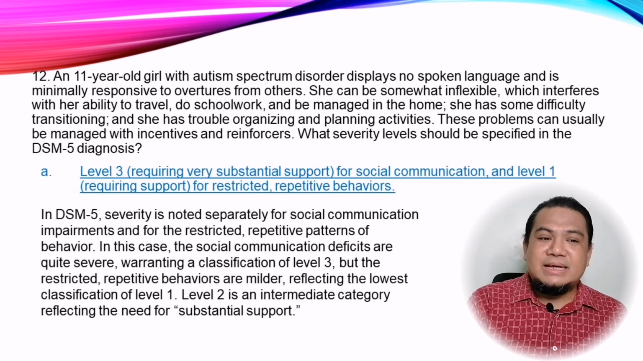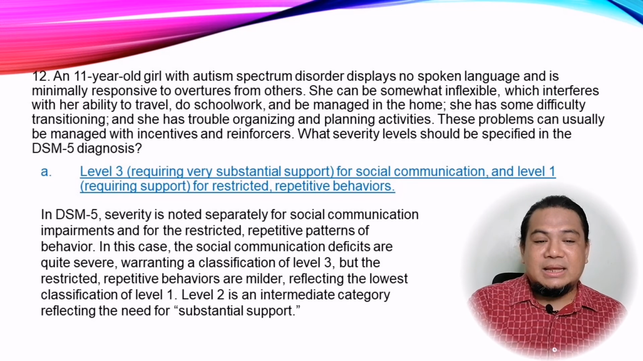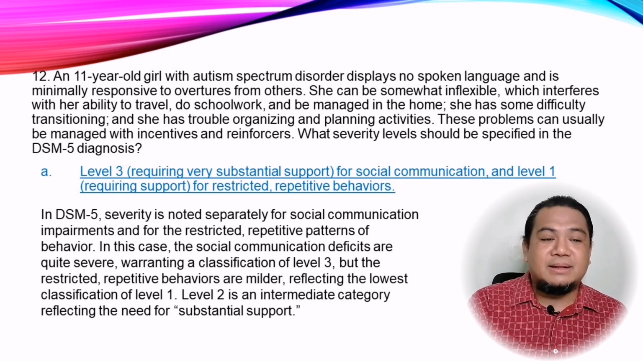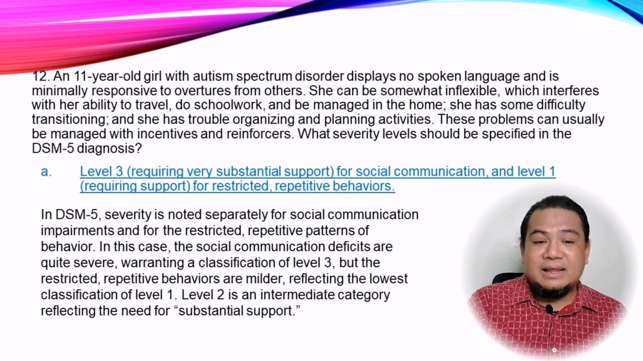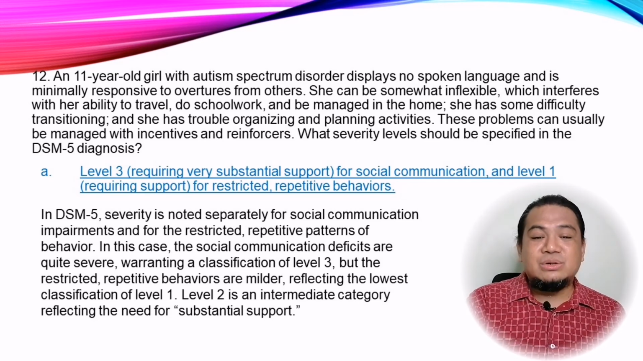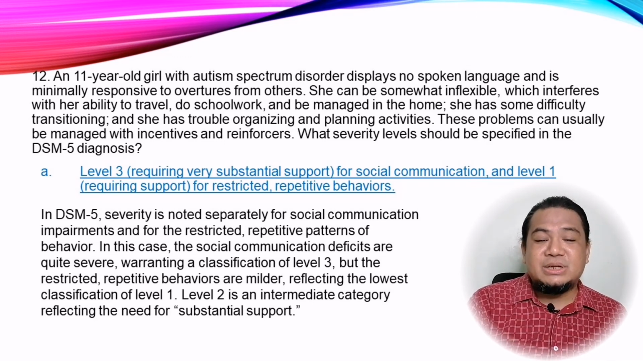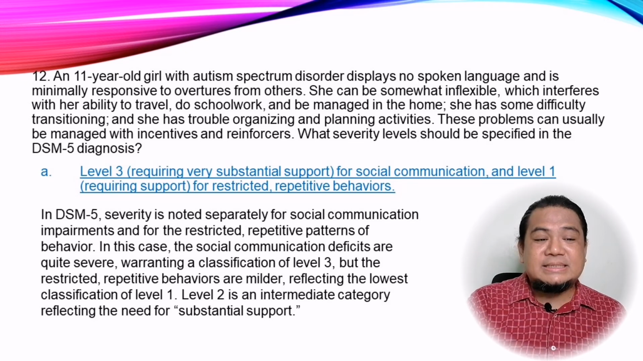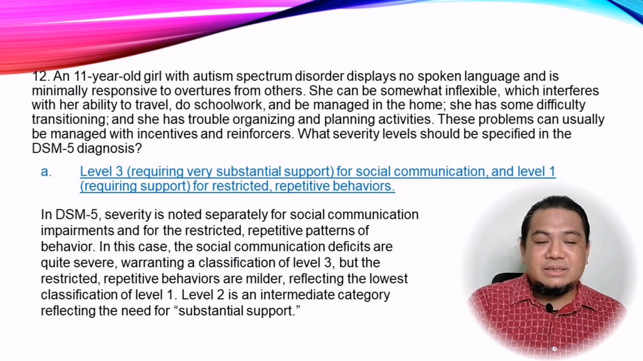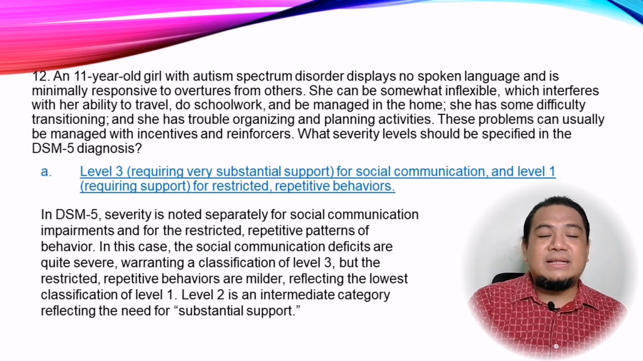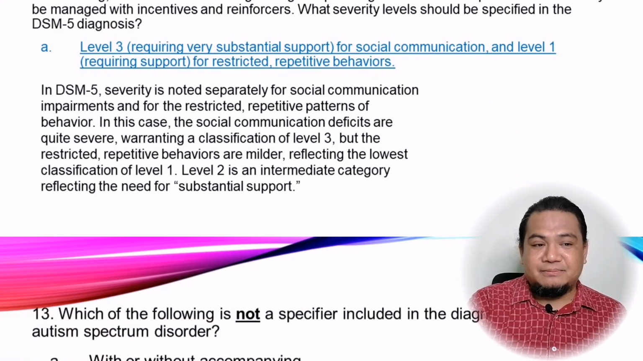In DSM-5, severity is noted separately for social communication impairment and for the restricted, repetitive patterns of behavior. In the case, the social communication deficits are quite severe, warranting a classification of level 3, but the restricted, repetitive behaviors are milder, reflecting the lowest classification of level 1. Level 2 is an intermediate category, reflecting the need for substantial support.